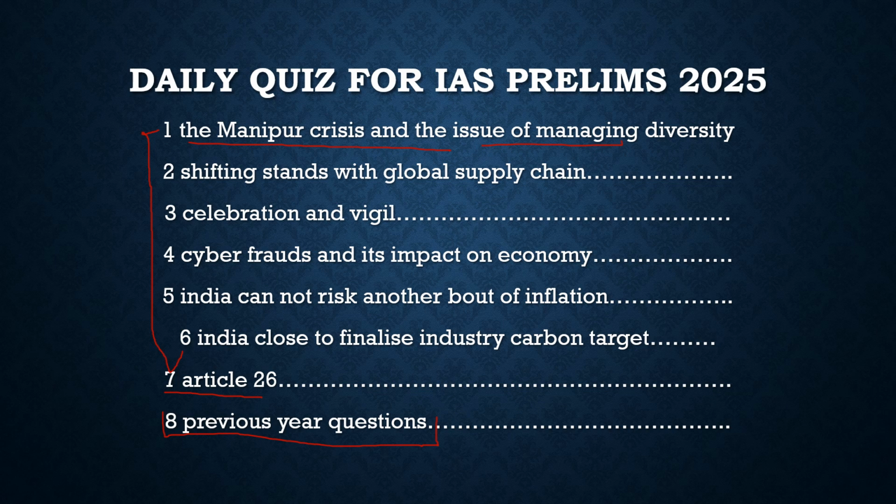Then another topic, another article in the news is about the shifting stance with respect to the global supply chain. So why is it in news? Because the United States has brought out some legislative changes in which they are saying that global supply chains are at an inflection point.